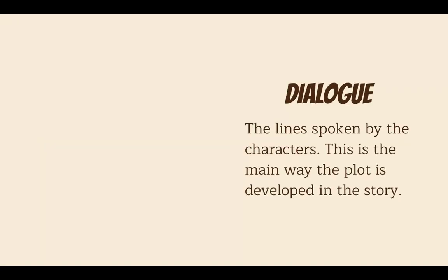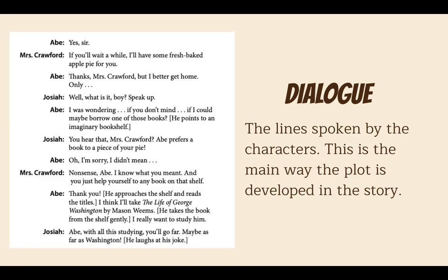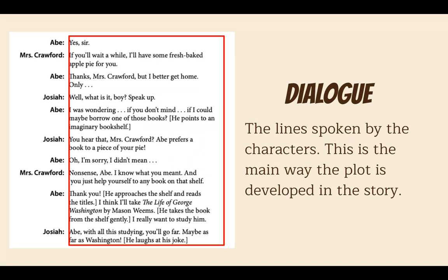Then that brings us to the dialogue. These are the lines that are spoken by the characters. This is the main way that the plot is developed in the story. There is some action, and we'll talk about that in a bit too, but the dialogue is the main piece that drives the story. So in a play, you usually have the script that looks like this, and all of this part right here is the dialogue. You have what the characters are actually saying, and that's how the story is shown.